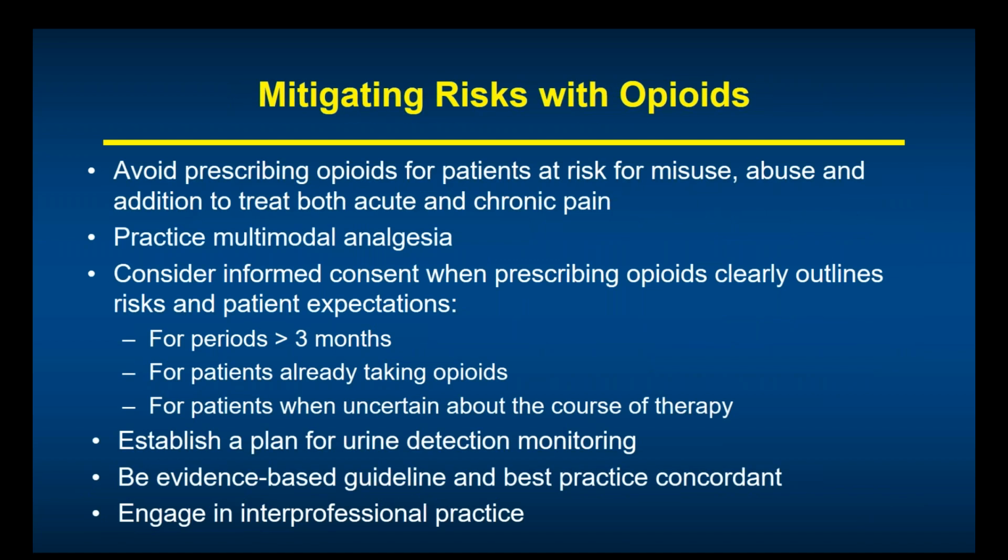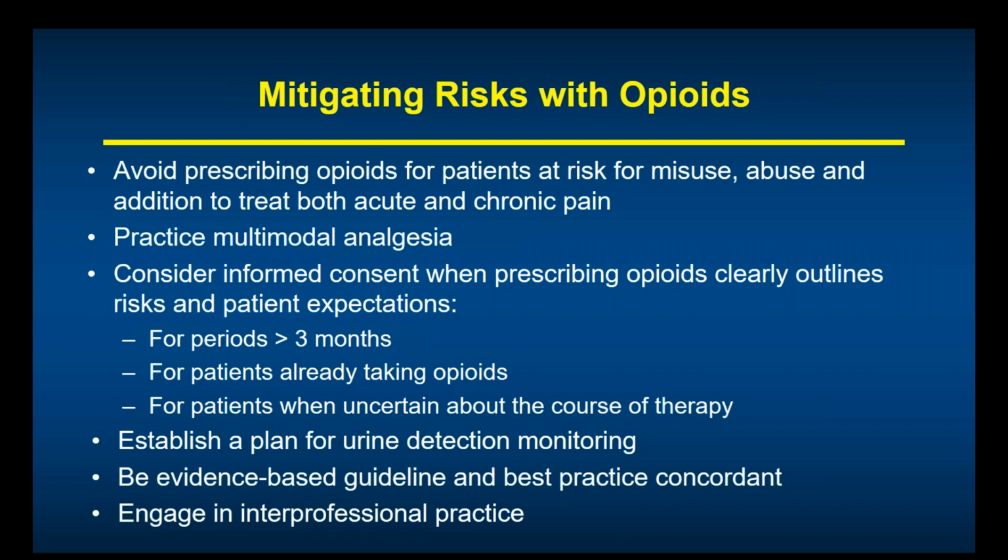Now, mitigating risks with opioid analgesics are also strategies that we need to consider, and that's avoiding prescribing opioids for patients at risk for misuse, abuse, and addiction in the treatment of both acute and chronic pain. Practicing multimodal analgesia, combining different analgesic techniques to maximize the pain-relieving effects. Considering informed consent when prescribing opioids, where if patients are receiving opioids for greater than 3 months, it clearly outlines what the risks are and what the expectations are.